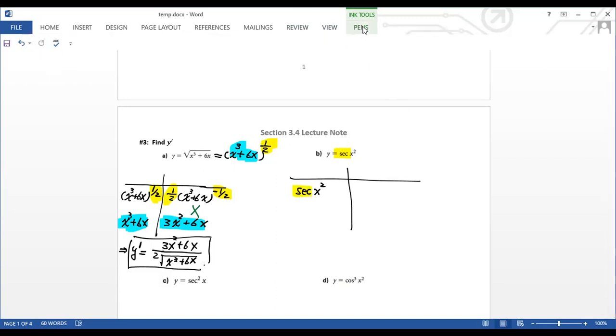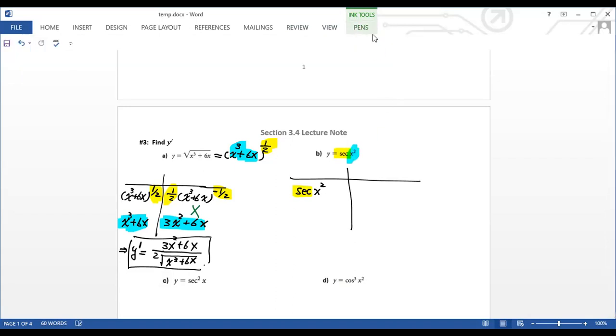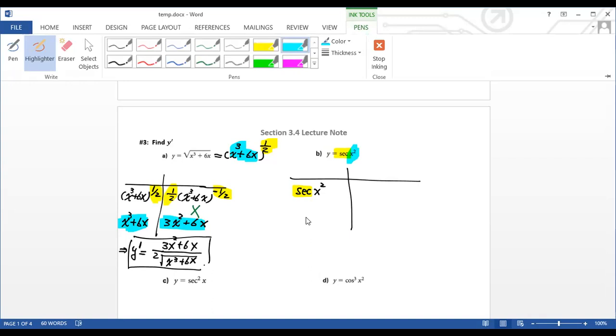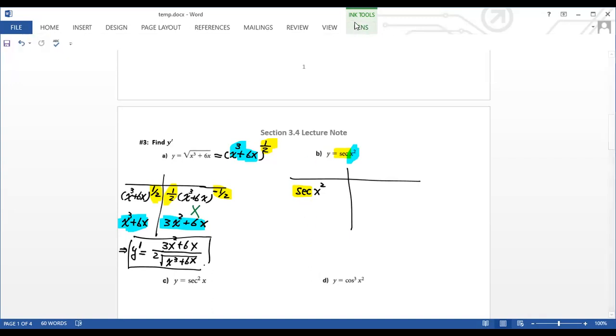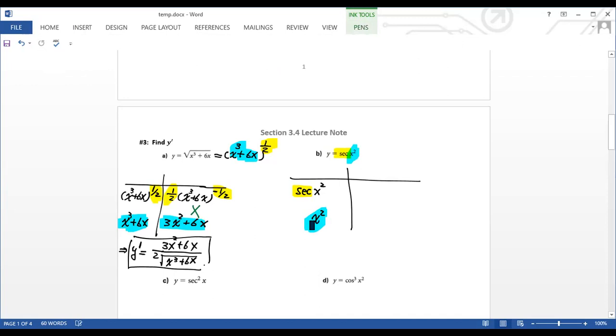Now, after you get to the secant, what is your second layer here? Your second layer is x squared. So that's what you get, your x squared here. That is your second layer, and that's how you put it inside the first layer, right?